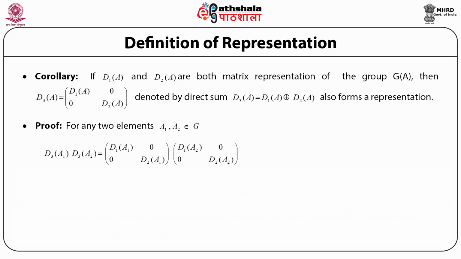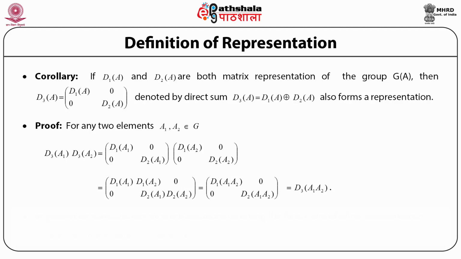Proof. For any two elements A1 and A2 belonging to the group G, the matrix representation of A1 A2, namely D3(A1) D3(A2), is equal to the product of these two matrices which are shown in the slide. When you multiply the two matrices together, we get a matrix whose first diagonal element consists of the product of the two matrices D1(A1) into D1(A2), and the other diagonal element consists of the matrix D2(A1) multiplied by D2(A2). But from the rule of group multiplication, the first diagonal element is D1(A1 A2) and the second diagonal element is D2(A1 A2), and A1 A2 is equal to A3, therefore it is nothing but D3(A1 A2).